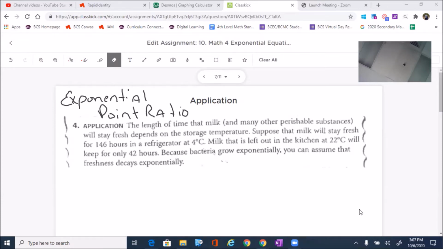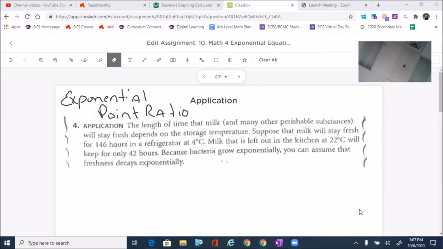It says the length of time that milk and many other perishable substances will stay fresh depends on the storage temperature. Suppose that milk will stay fresh for 146 hours in a refrigerator at 4 degrees Celsius, while that left out in the kitchen at 22 degrees Celsius will keep for only 42 hours. Because bacteria grows exponentially, you can assume that freshness decays exponentially.